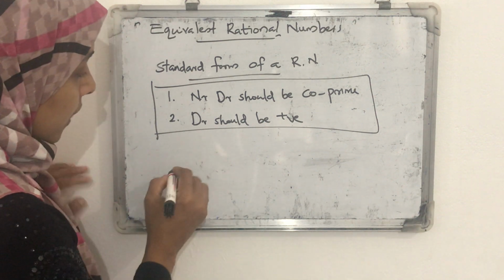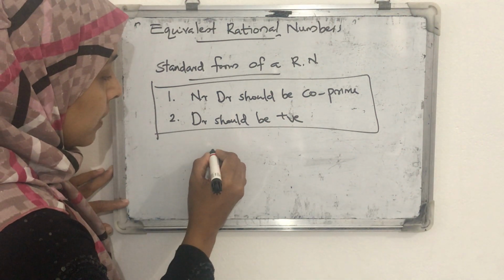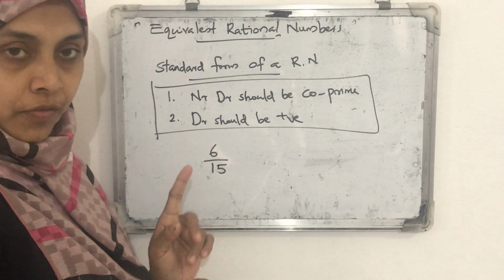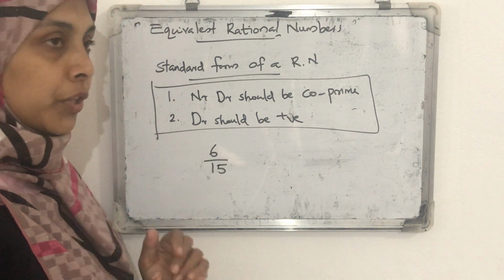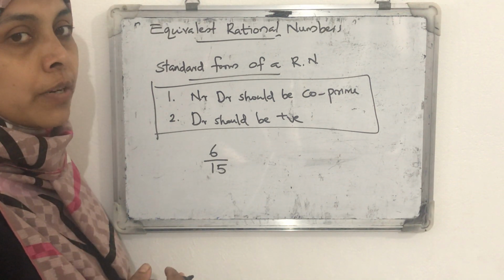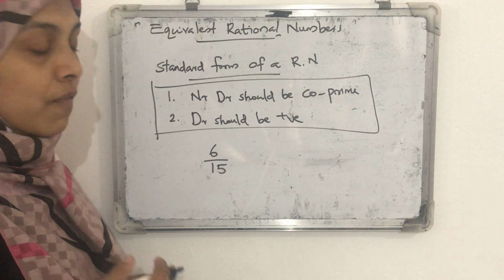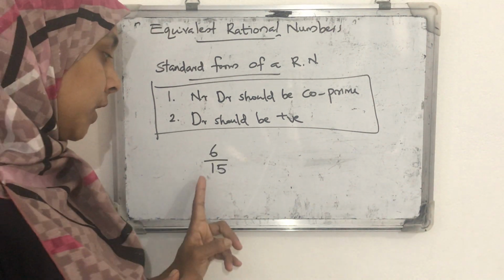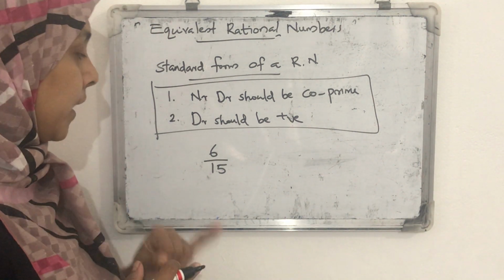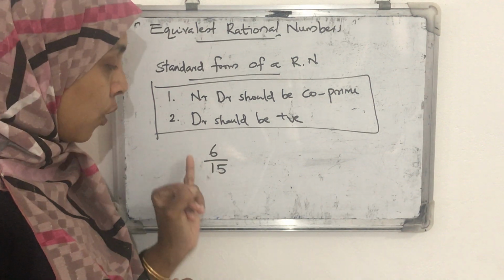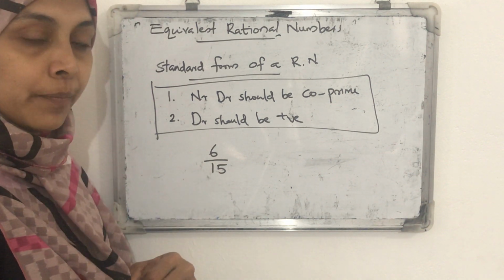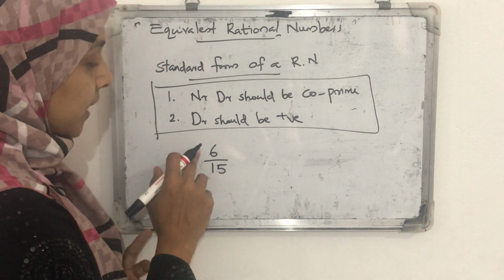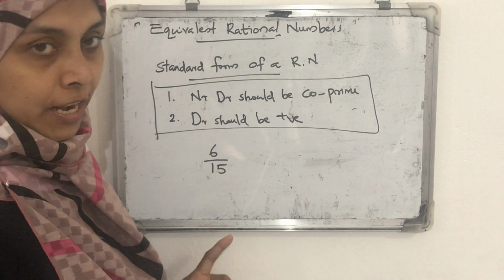So I give here a rational number, 6 by 15. Is this 6 by 15 in standard form or not? How will we check? First we check whether the denominator is positive or negative. Here it is positive, so that is okay. Next, can you find any common factor in 6 and 15? Yes, 3 is a common factor. So 6 by 15 is not standard form.